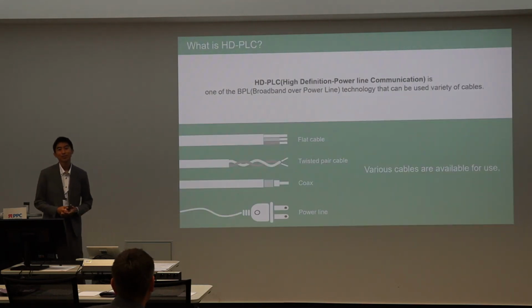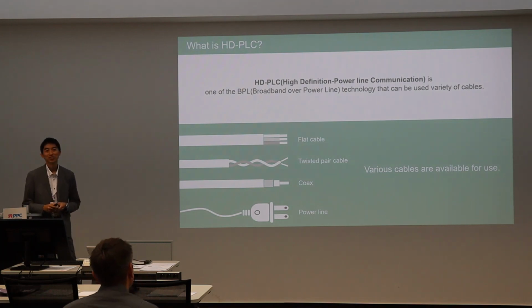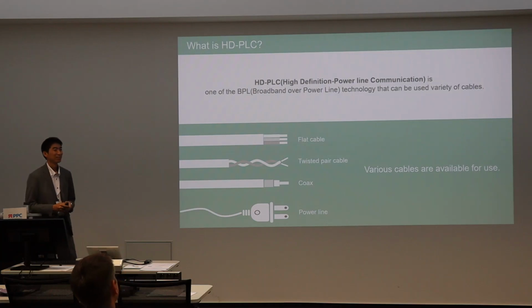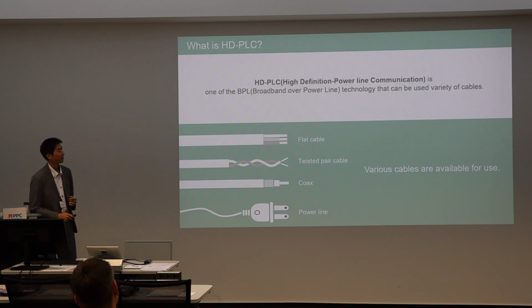First, I'll talk about what HD-PLC is. HD-PLC stands for High Definition Power Line Communication. It is one of the broadband power line communication technologies that can be used not only on a power line but also on a variety of cables, including flat cables, twisted pair, and coaxial cables.